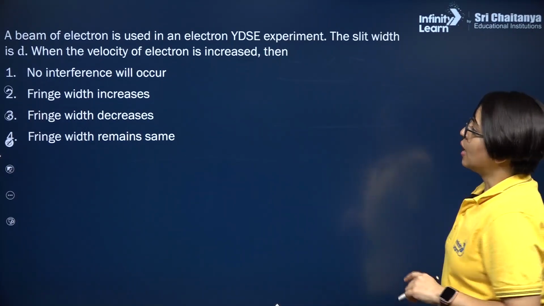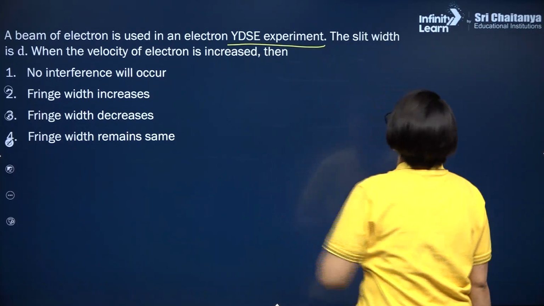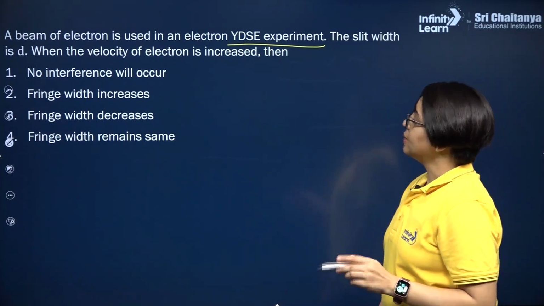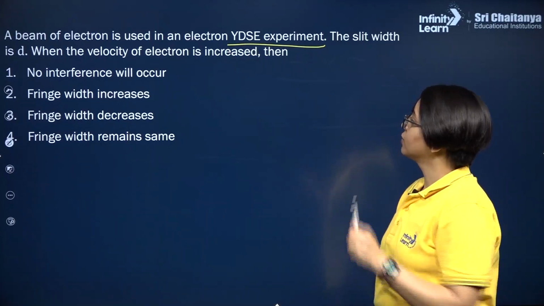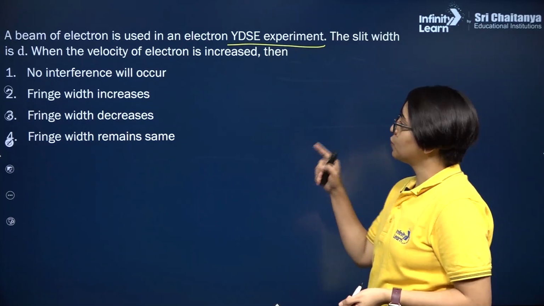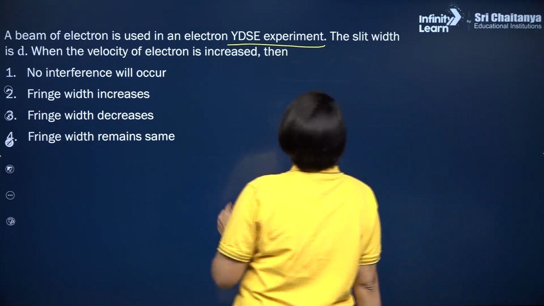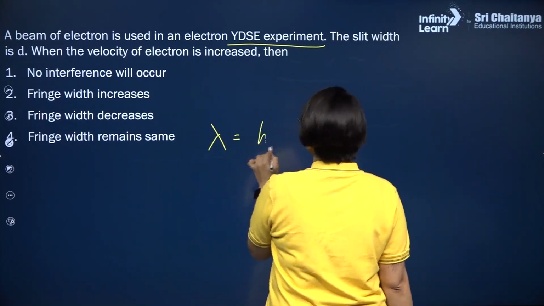Next is, a beam of electrons is used in an electron diffraction experiment. The slit width is d. When the velocity of the electron is increased, then no interference will occur, fringe width increases, fringe width decreases, or fringe width remains constant. So, over here the electron will show wave nature.